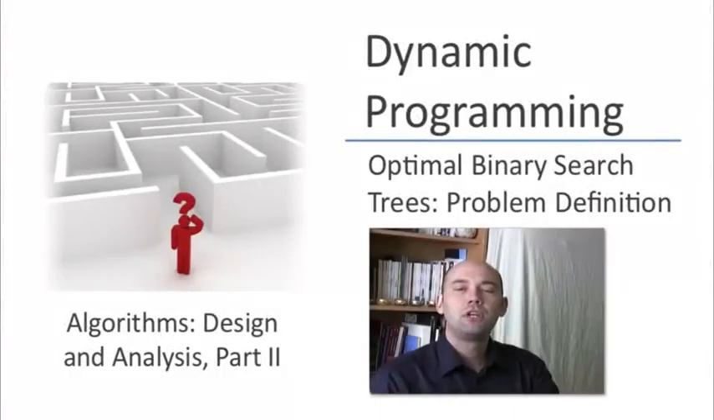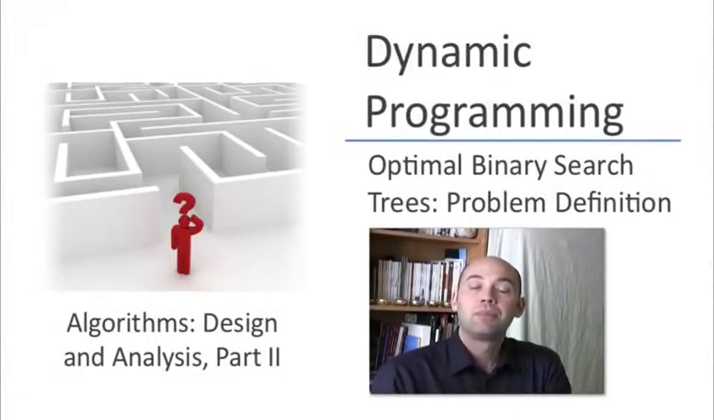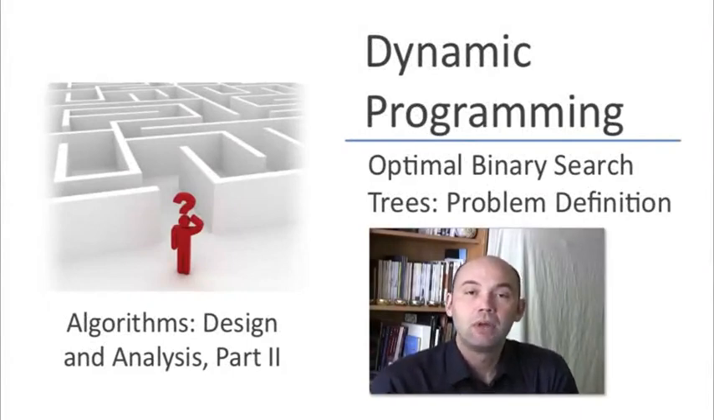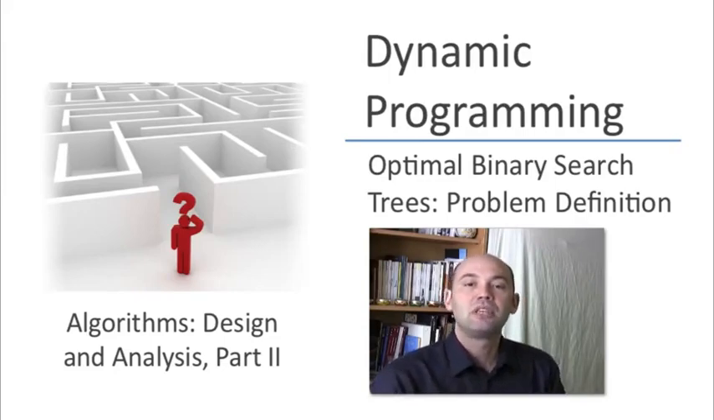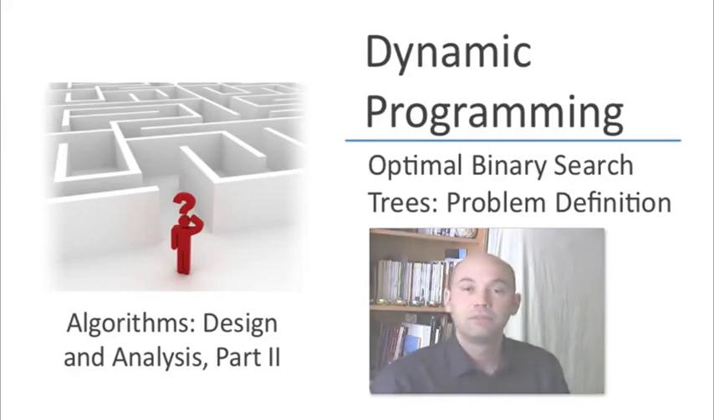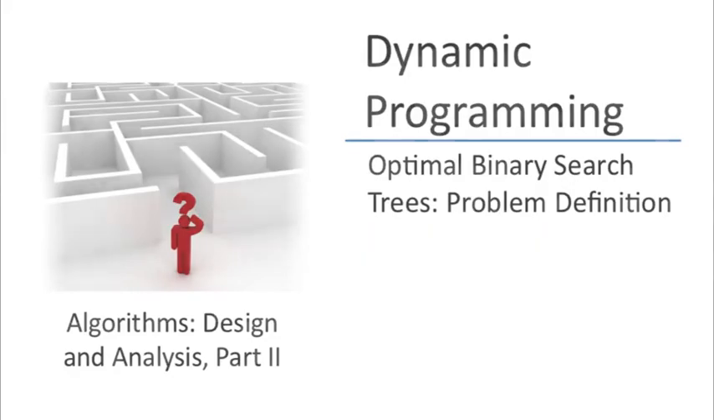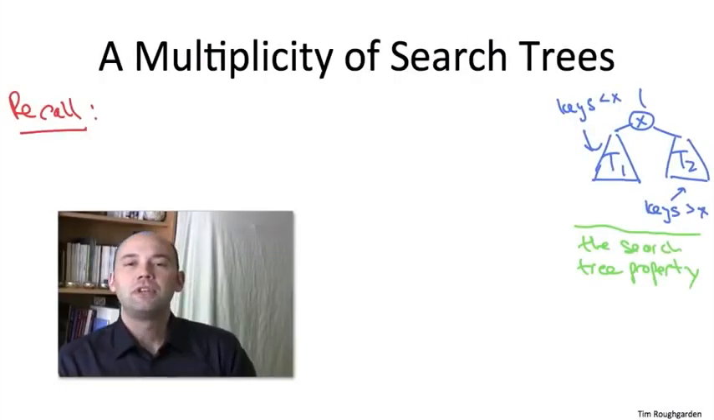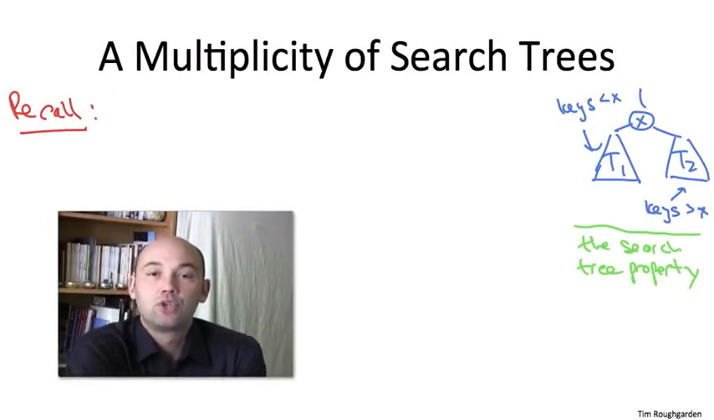In this next sequence of videos, we're going to study a slightly more intricate application of the dynamic programming paradigm, namely to the problem of computing optimal search trees that minimize the average search time with respect to a given set of probabilities over the keys. I'm going to assume in these videos that you remember the basics of the search tree data structure. If you need to jog your memory, you might want to review the relevant video from part 1.